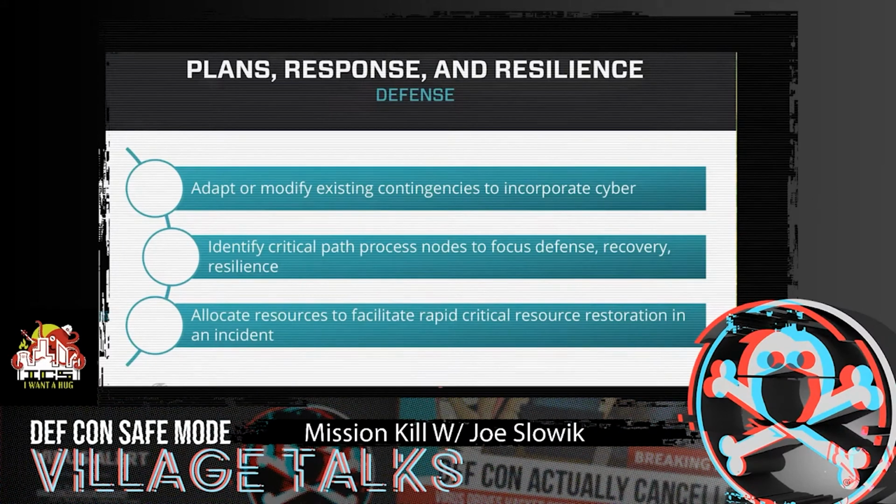And this also involves a focus of effort on those critical path nodes that allows us to smartly allocate resources on those sort of crown jewel processes around which the entire operation revolves, so that we make sure that we're taking care of the most important assets in our environment. And as a result of all of this, we should be able to allocate resources in such a fashion to facilitate rapid critical resource restoration in an incident, to not just minimize downtime, but to make sure we're again restoring to a known good, known safe state, instead of just blindly bringing operations back up and hoping for the best.